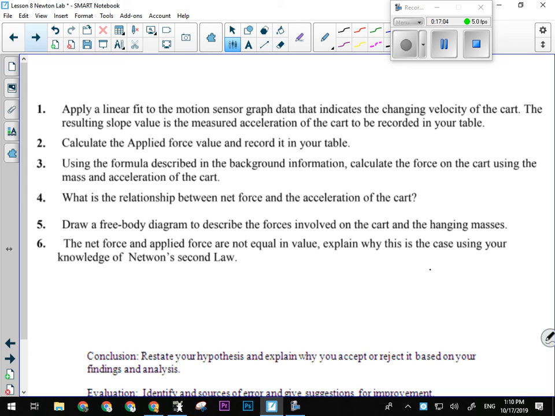Then you've got your conclusion. Same as always, copy and paste your hypothesis. Explain whether your data supports or refutes it, and sources of error. All right, questions?